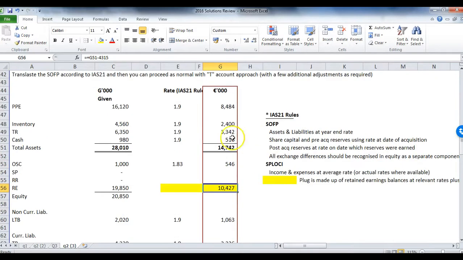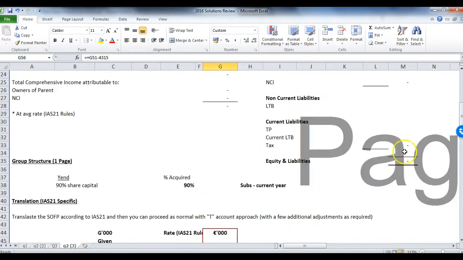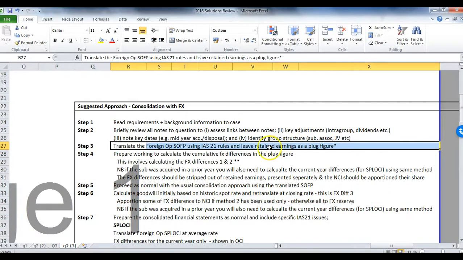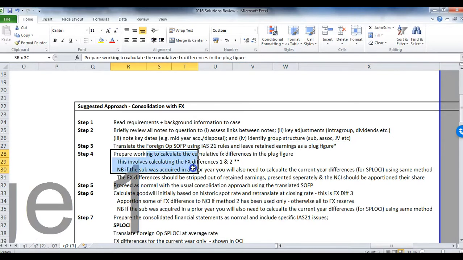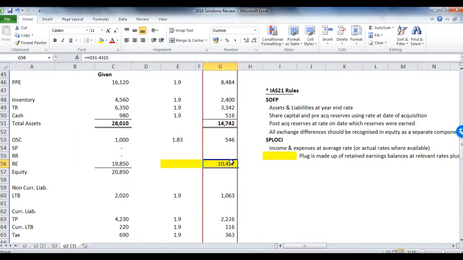But the key step initially is we now have all the euro-based amounts for all the other line items that we can take forward and use as a normal subsidiary to consolidate and add with the parent, and of course taking account of any adjustments. But what we want to do now is deal with this 10,427. So if we go back to the steps that we've looked at, we've translated the foreign SOFP and left retained earnings as a plug figure. Now we're going to prepare a working to calculate the cumulative FX differences in the plug figure. Because remember, what's within this figure is your pre-acquisition retained earnings, your post-acquisition retained earnings, plus your foreign exchange differences.